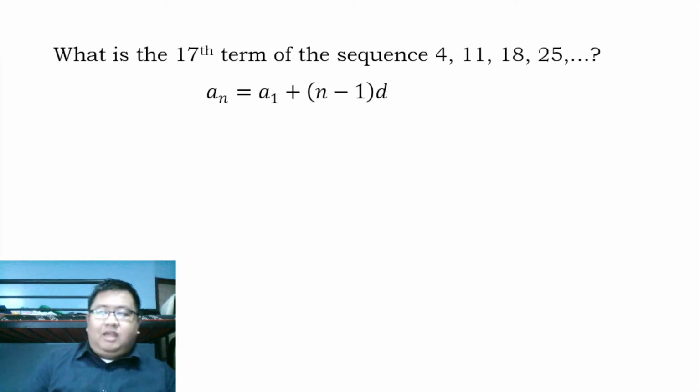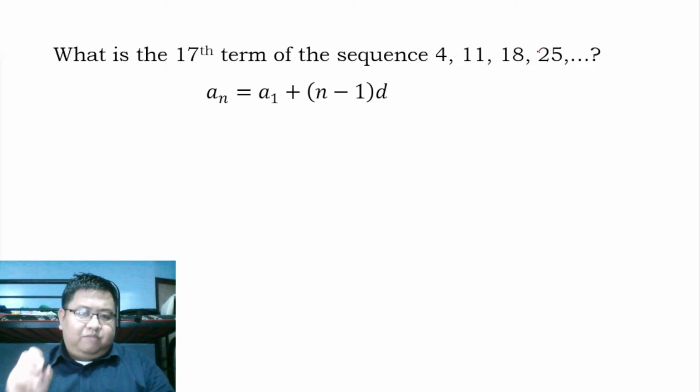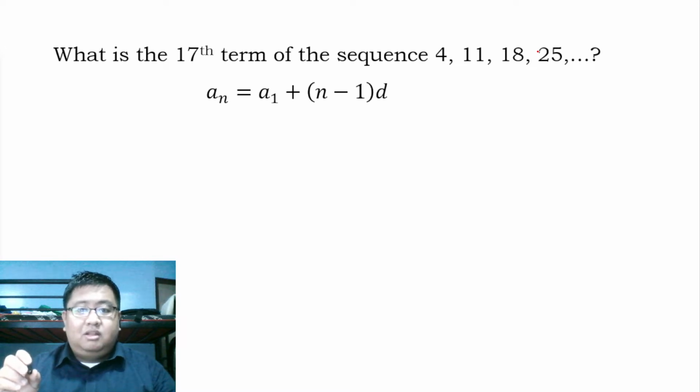That is a sub n is equal to a sub 1 plus n minus 1 times d. How do we know that this is the formula we're going to use? Because you can see from the sequence itself. If you inspect the sequence, you will see that this is an arithmetic sequence. If you can recall, arithmetic sequences are sequences of numbers in which the next term will be obtained by adding a common number, which we call the common difference.